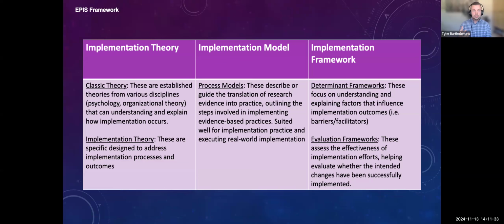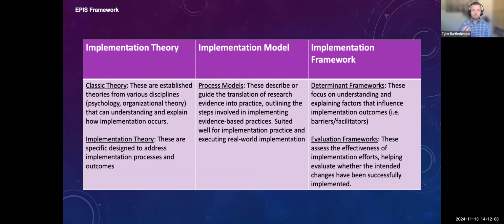So when we think of implementation theory, we have two ideas here. We have classic theory and implementation theory, where we know classic theory is established theories from various disciplines, such as psychology. We know psychology has had a huge influence, not only in implementation science, but also in prevention science. And then also organizational theory that can help understand and explain how implementation occurs. And then implementation theory, these are specifically designed to address implementation processes and outcomes.